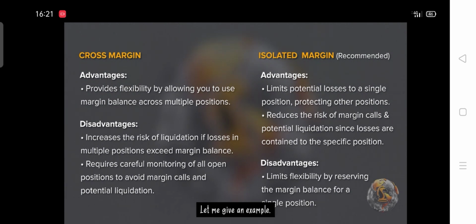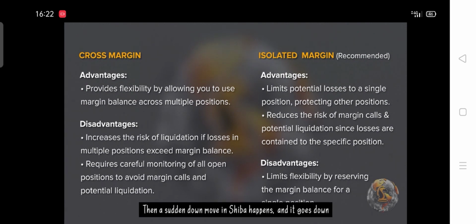Let me give an example. If you were to use cross margin and you had three positions open, you had a long on Bitcoin, you had a long on Ethereum, and you had a long on Shiba. And Bitcoin and Ethereum were both going along nicely in profit. But you'd forgotten to put a stop loss on your Shiba position, which can happen. Over time, you take enough trades, you're going to make mistakes.